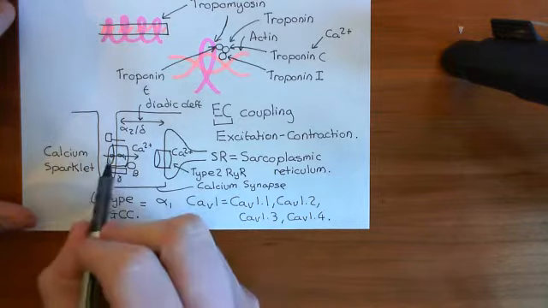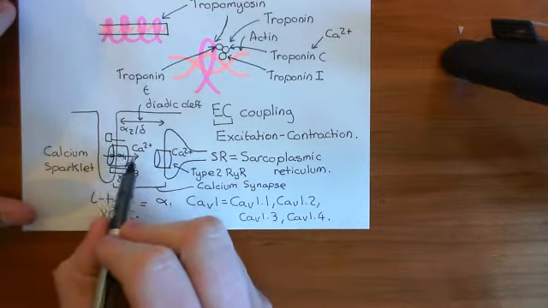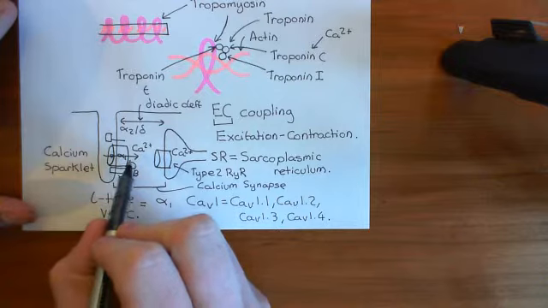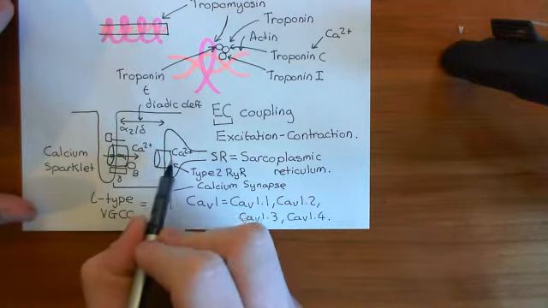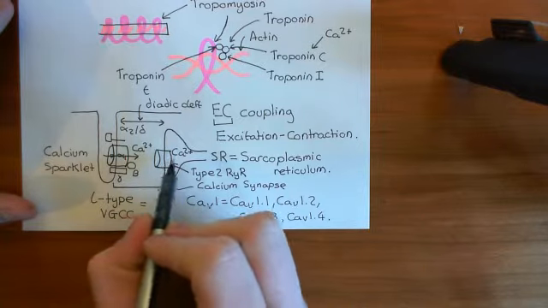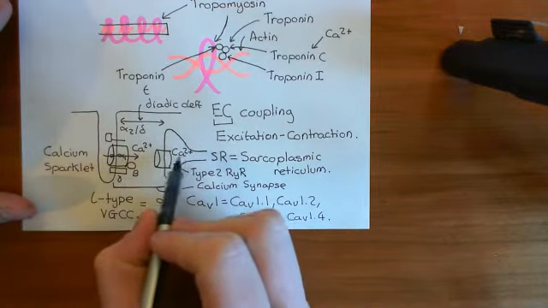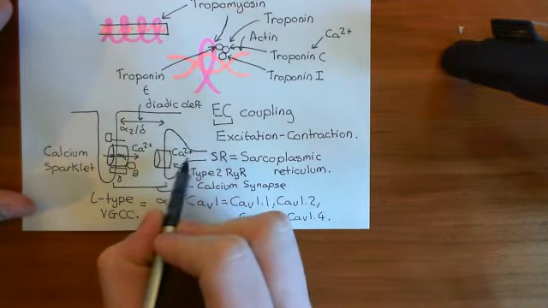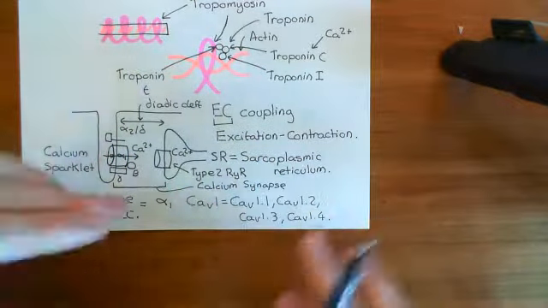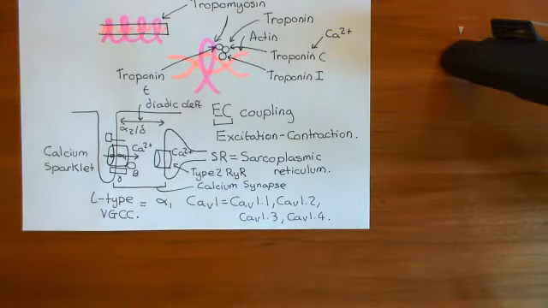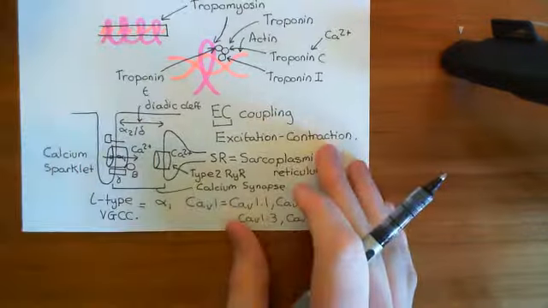And what's going to happen is the calcium that comes in through these L-type voltage-gated calcium channels is going to activate type 2 ryanodine receptors in the SR membrane. These are going to open and release calcium from the lumen of the SR, and this calcium that then comes out of the SR all over the place will then be the main part of that calcium signal that causes the contraction of the cardiomyocyte.